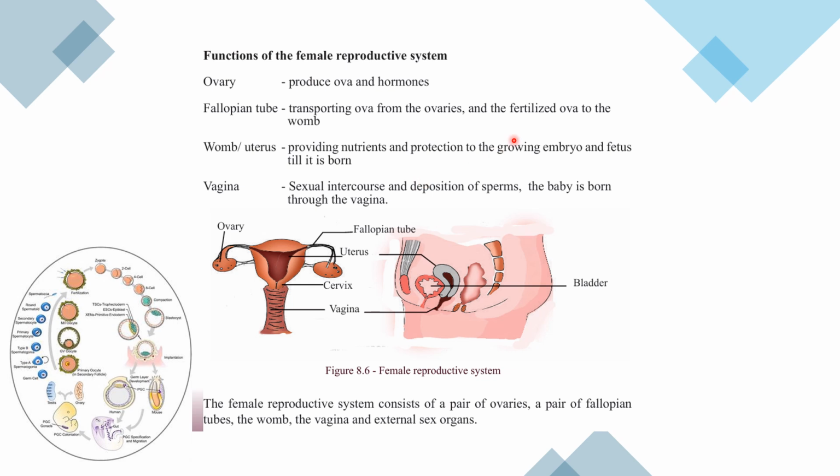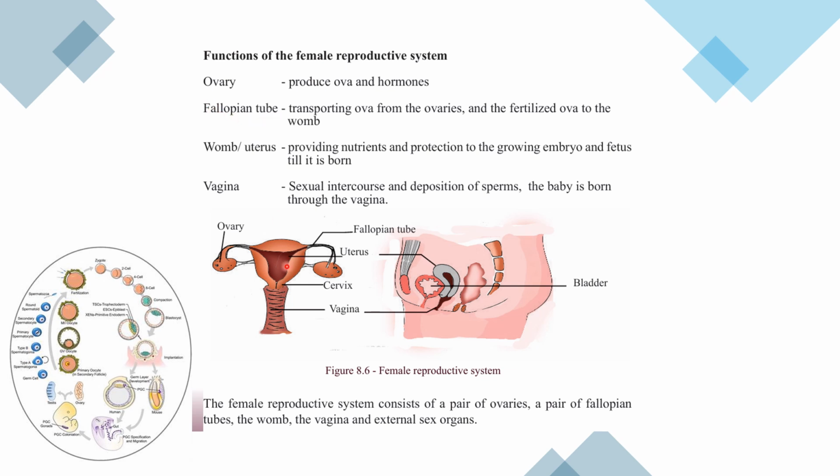So a fertilized ova means an egg cell that has been fertilized by a sperm cell. So that is what you mean by a fertilized ova. So it could be a fertilized ova if it has been fertilized by a sperm cell, or else the ova is transported from the ovaries. So it's the function of the fallopian tubes.